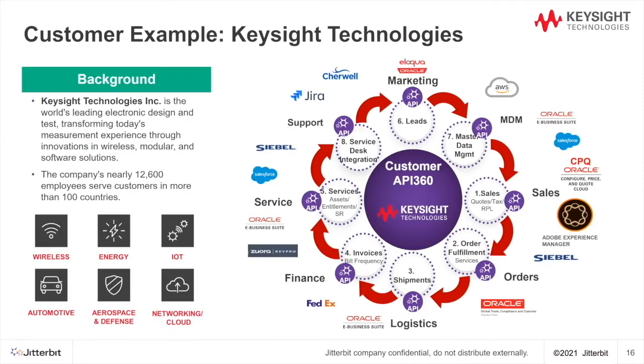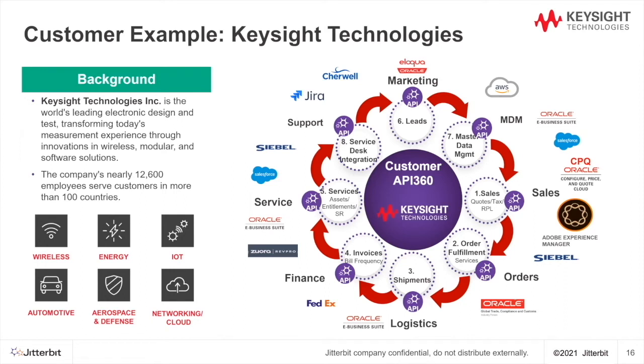Let's look at one of our customers. This gives you a flavor of how they took their existing IT infrastructure and modernized it using APIs and integration. Keysight Technologies is a company in California. Their headquarters is in Santa Clara. They are, I would say, the world's leading manufacturer of electronic equipment.